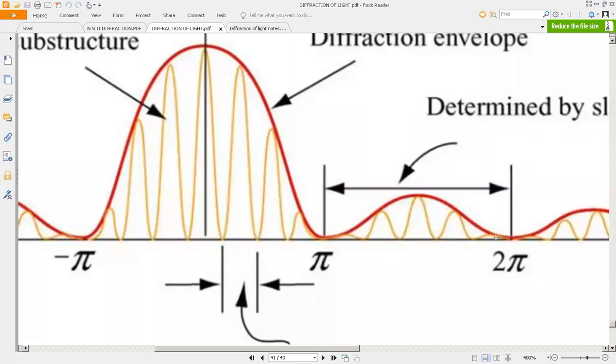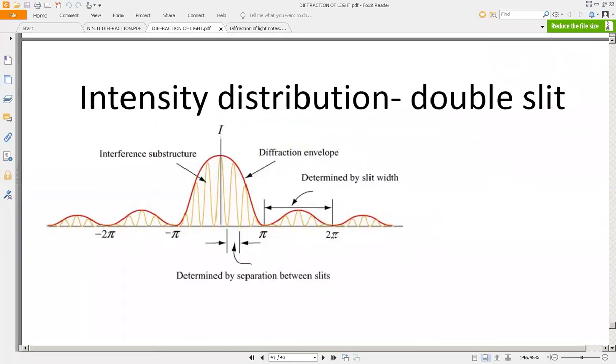I have only 3 minutes time left, so I cannot complete the N-slit diffraction today. I can give you a brief explanation of what N-slit diffraction is, and the rest of the derivation I'll do in the next class. So far, if you have any questions, please ask me.